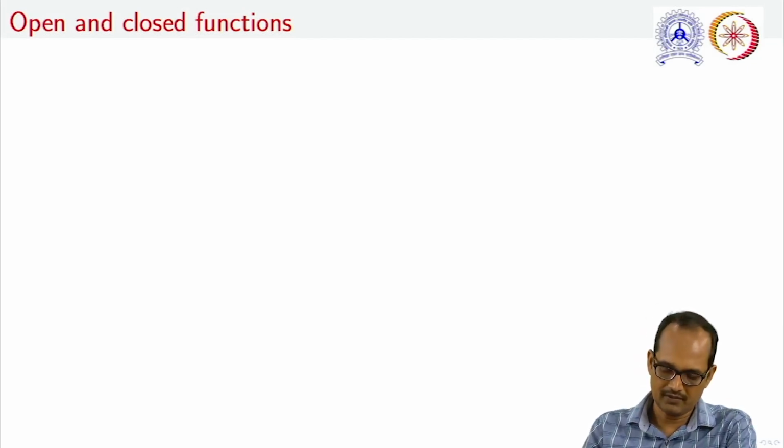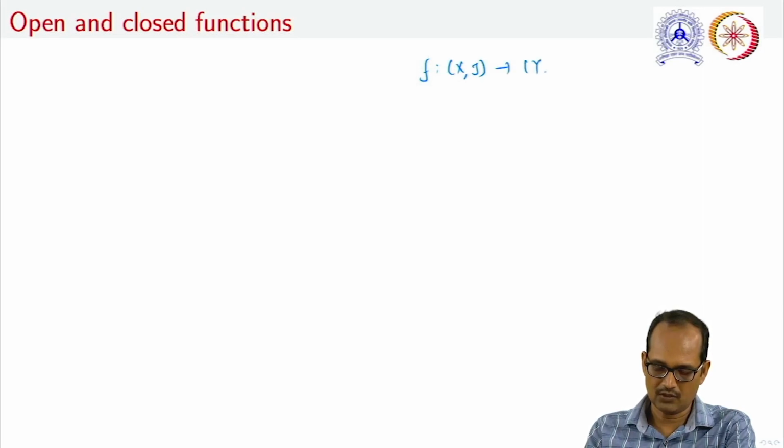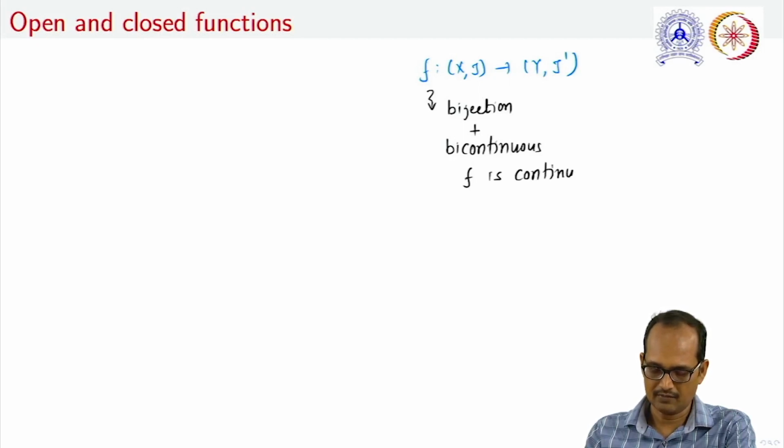In the previous lecture, we have seen that whenever we are talking about a homeomorphism f from a topological space (X, tau) to (Y, tau dash), this f should be a bijective function plus it should be bicontinuous, in the sense that this f is continuous and f inverse is also continuous.